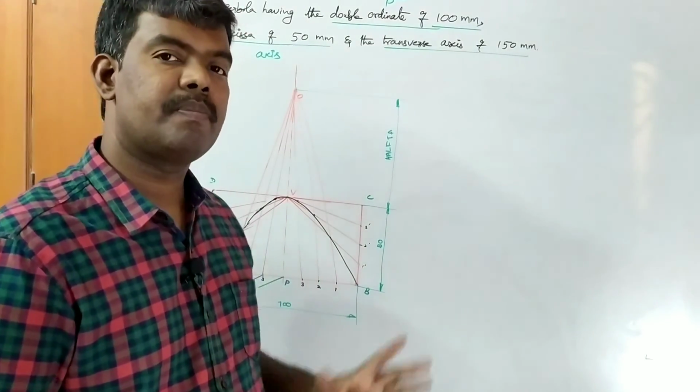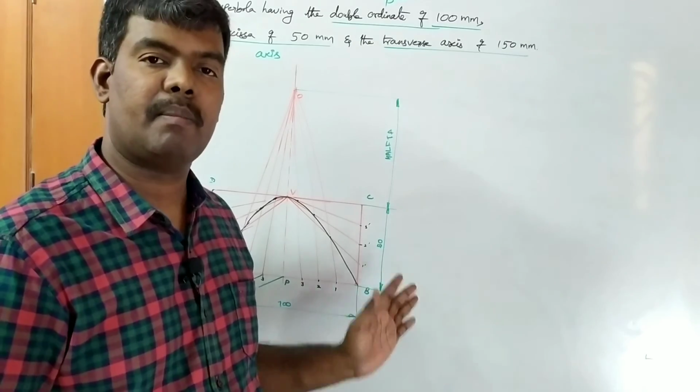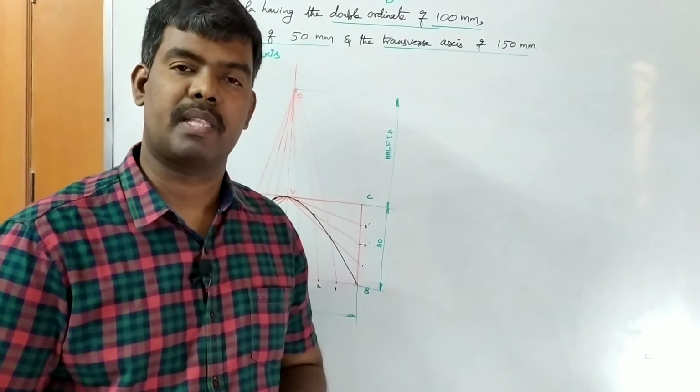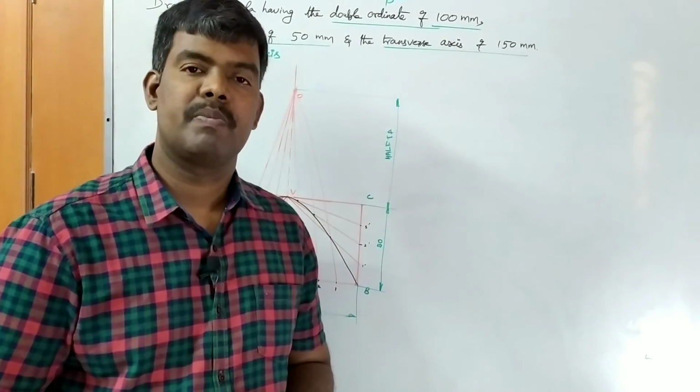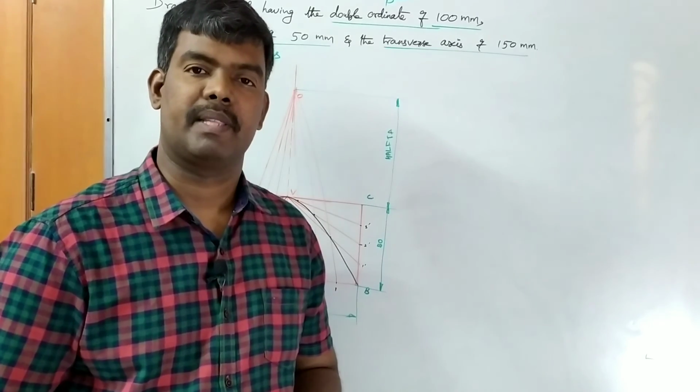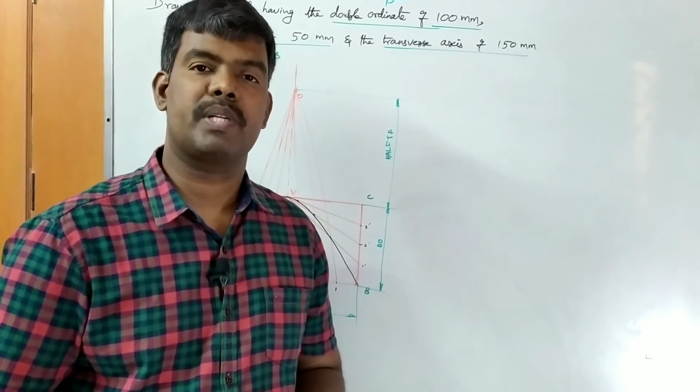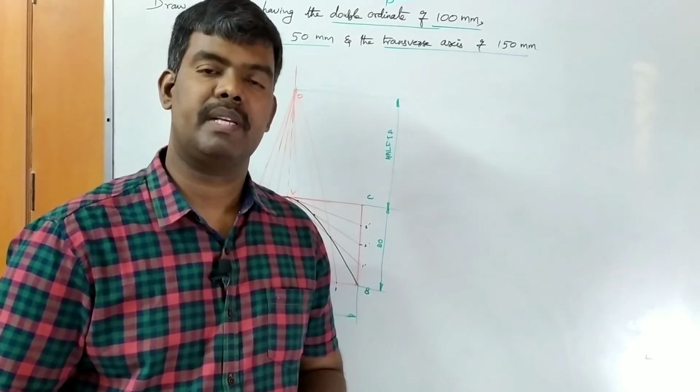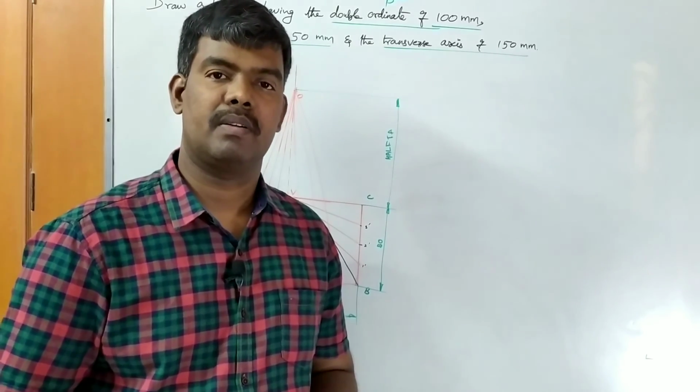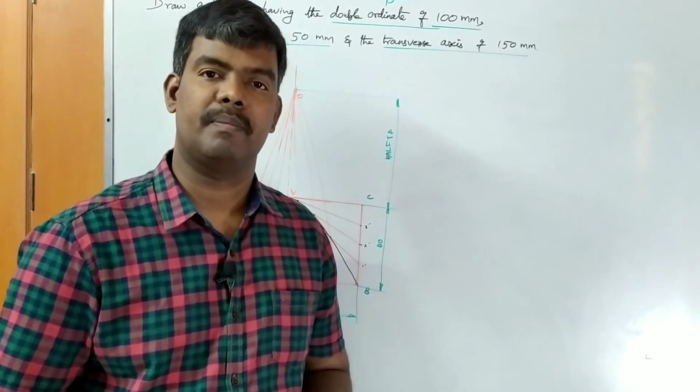So this is the construction of hyperbola by using the rectangle method. It is also called the abscissa and double ordinate method. Clear? Okay, students. We will meet in the next video with the next method of hyperbola. Clear? Thank you.